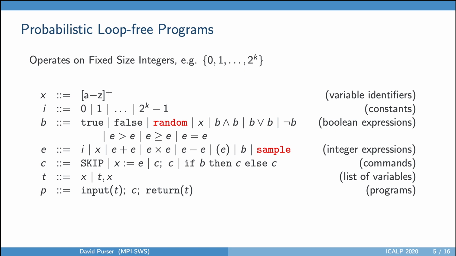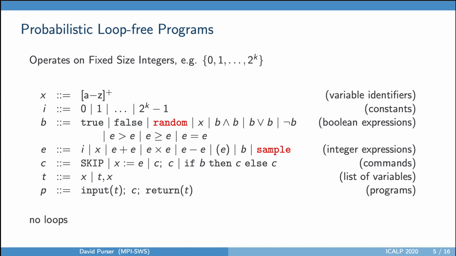Whilst we have the literals true and false, we also have a new command, random, which either returns true or false with probability 1/2 each. Similarly, we have the standard integer operations, addition, multiplication and subtraction, but on top of that we have a sample command which can sample uniformly from the space of integers. Our standard program commands include variable assignments, sequential composition, and branching, but crucially, no loops.